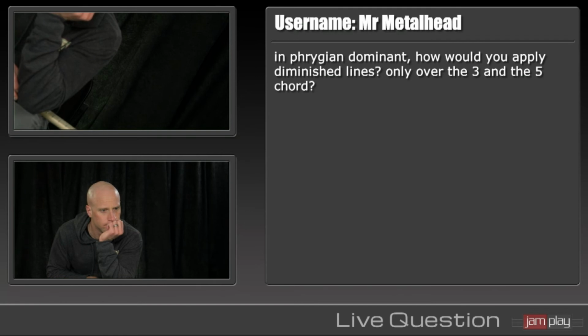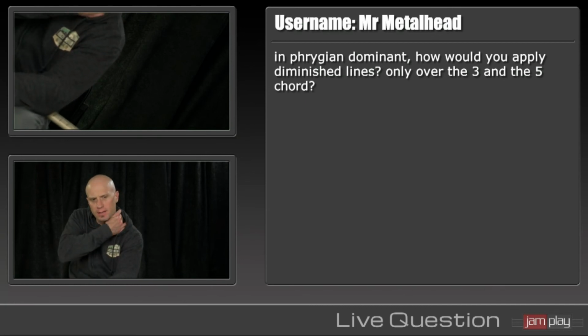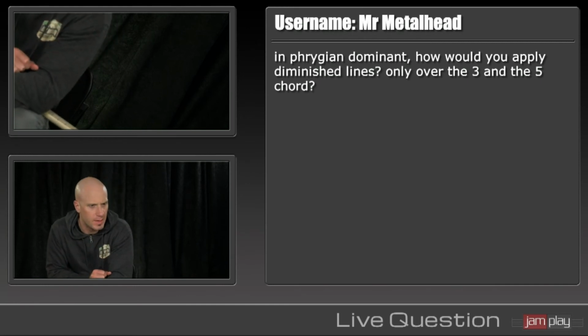This one is, in Phrygian dominant, how would you apply diminished lines? Only over the 3 and the 5 chord? I am probably not qualified to answer that question because I have not drilled and become extremely familiar with how to make Phrygian dominant musical.